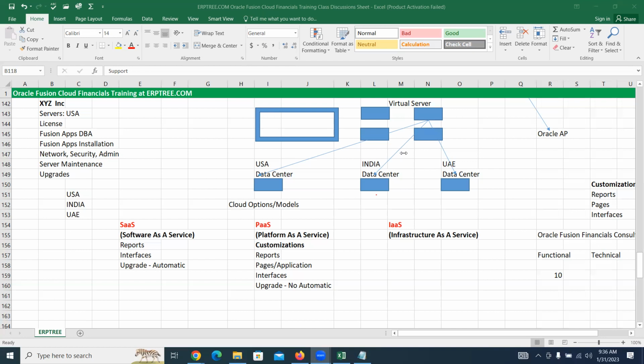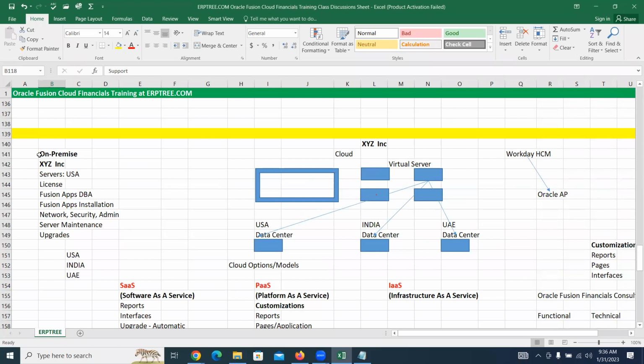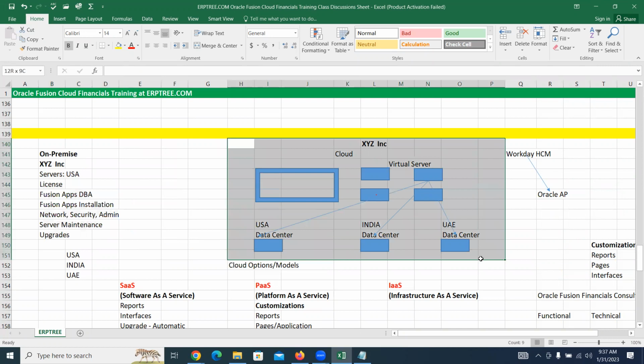What is the difference between cloud and the Fusion instance? Are both the same or is anything different? See, if you are using the Fusion applications with your own server, don't include the term cloud. If you are using the Fusion applications through Oracle servers, include cloud. That's it. Wherever applications are deployed: if your applications are deployed in your own server, don't use cloud. If your applications are deployed in Oracle servers, include cloud. That's it.